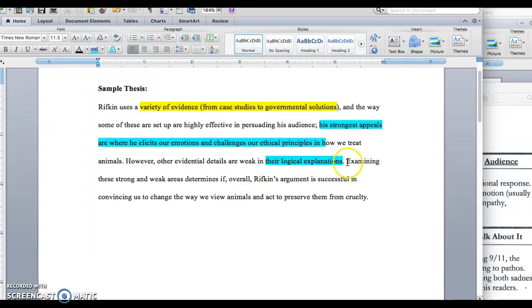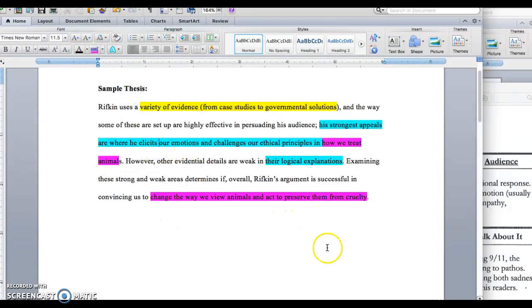And then I don't give it all away, but I do come full circle here and just say this is going to help us come to this conclusion, whether or not his argument is successful overall. And I bring in the heart of the matter as well, right? So here's the heart of the matter, and I'm just going to put that in pink. Here's the heart of the matter. It's about the cruelty and how we treat animals.